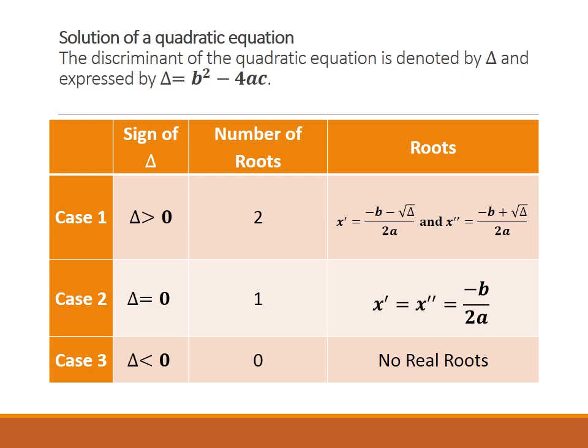The second case, delta equals 0. In this case, we have one root, or one double root, where x1 is the same as x2. It's minus b over 2a. And if delta is negative, we don't have roots, or in another word, we don't have real roots.